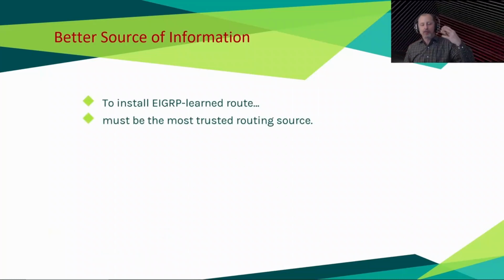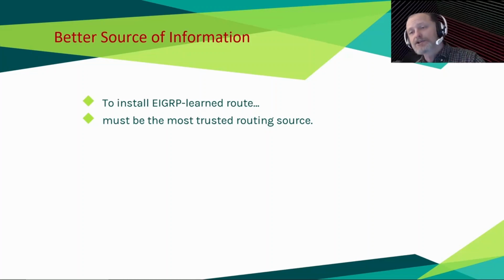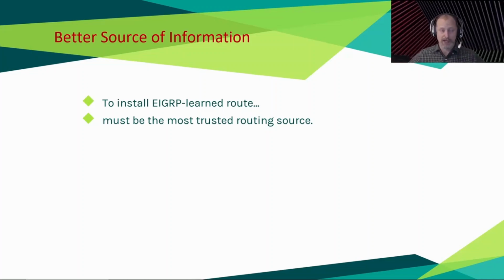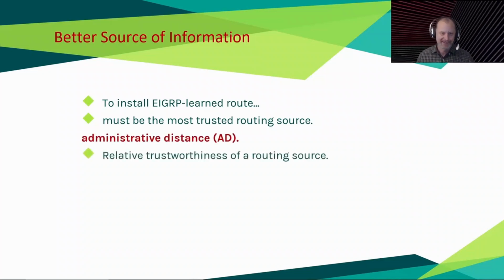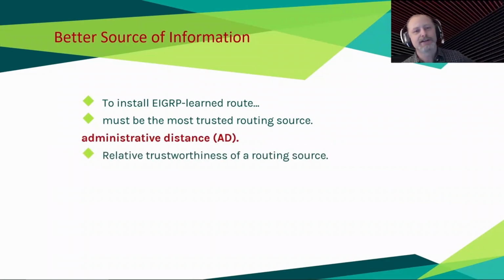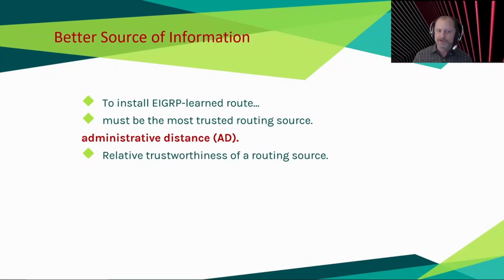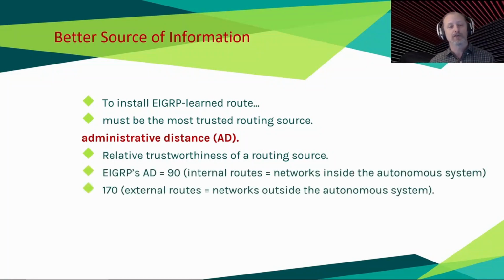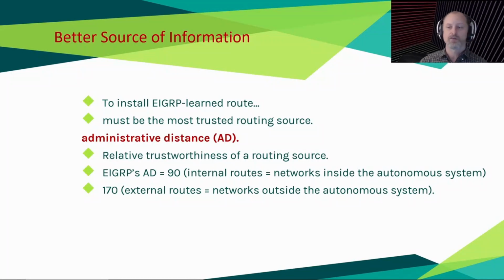So to get a route from the EIGRP topology table into the routing table, it has to be the most trusted source in routing news, okay? So one of the things that we're going to do is look at the administrative distance, again, the relative trustworthiness of a routing source. For EIGRP internal routes, the default is 90. For external routes, it's 170.